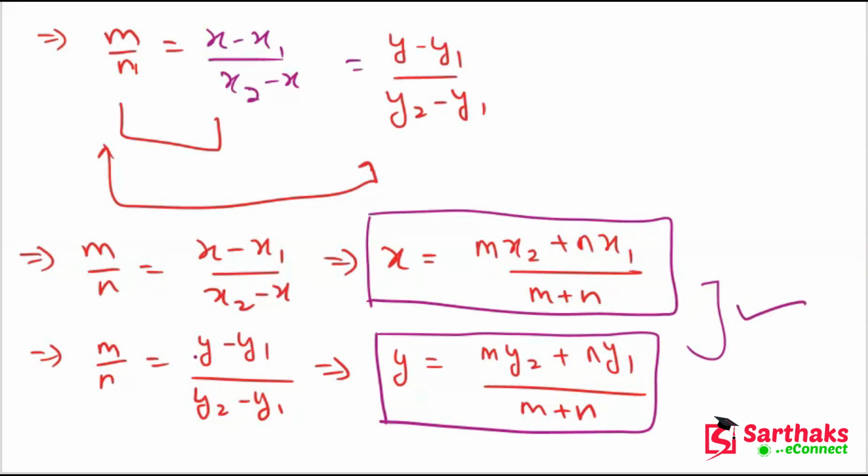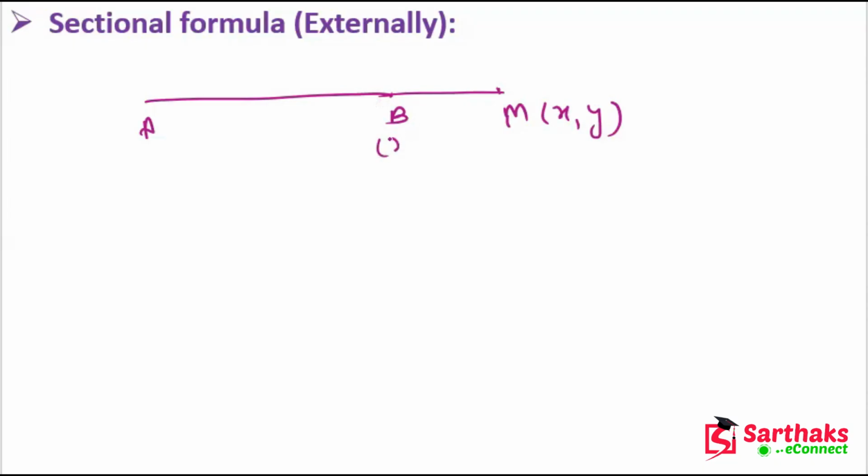So I hope you understand how to do the proof of the fraction formula, how to derive it. Now, the fraction formula externally: let's suppose we have two points A and B. Now if point M cuts the line externally, in this case the formula is a little bit different.